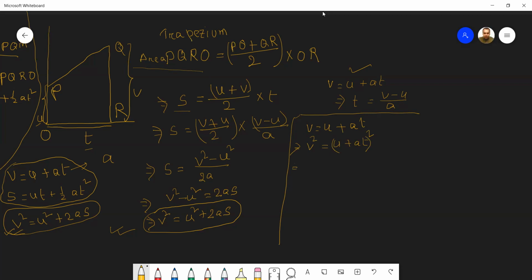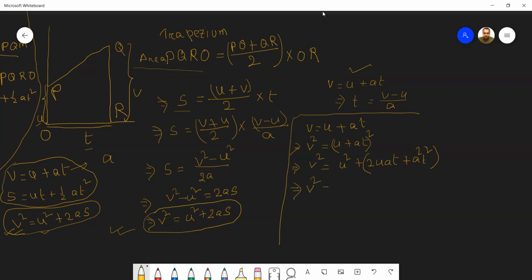Okay, let us see just what happens. So it will be V square is equal to U square plus twice UAT. The A plus B whole square formula, you just employ it here. And then we have A square T square. So you see, compared with this equation, we already have got V square equal to U square plus another, additional term. So is this term equal to 2AS? Can we make it equal to 2AS?